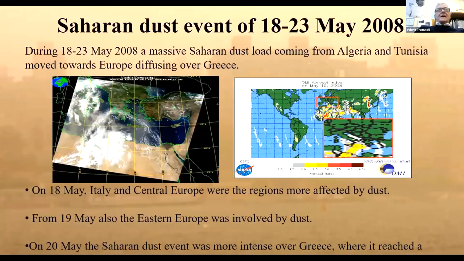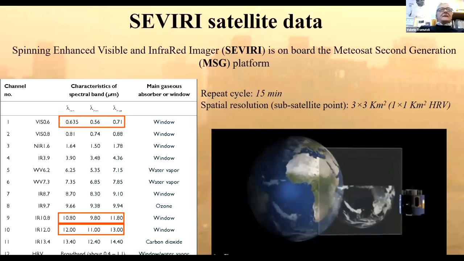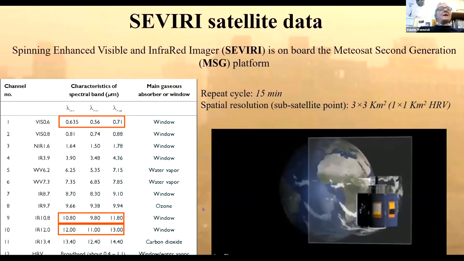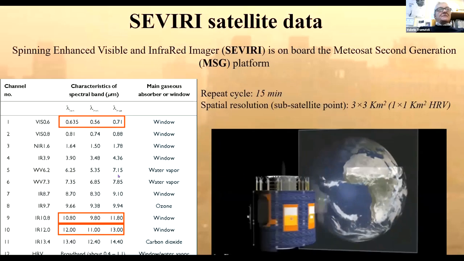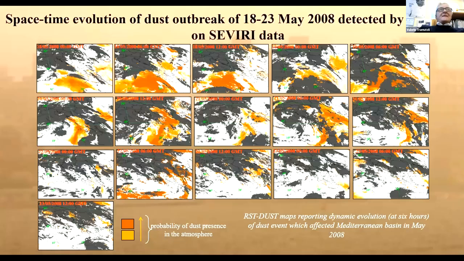Some examples of application. This is a Saharan dust event that we had in May 2008. It was quite important. We used SEVIRI on MSG with the split window, which has the channels that we need. You can see the detection of dust storm over Europe. In gray, you have meteorological clouds.